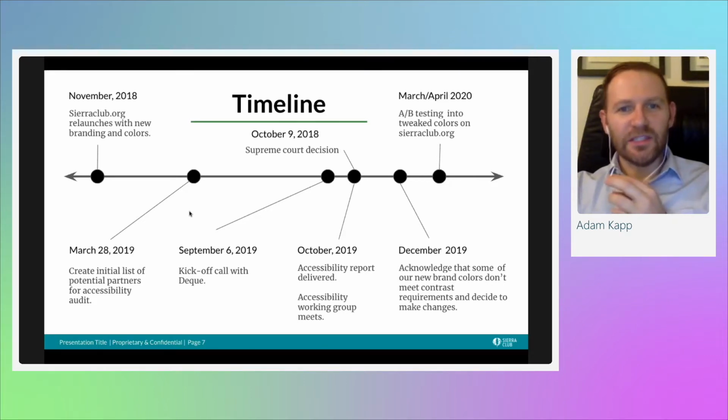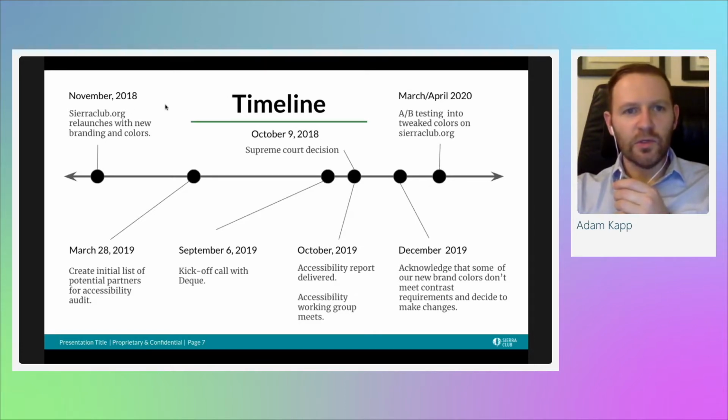That Supreme Court decision came right around the same time we were getting our accessibility report delivered. And at that point, we had also formed an internal accessibility working group, which started meeting. It was in December of that year that, as a result of that audit, we had internal conversations about the new brand colors not meeting contrast requirements and decided to make changes. And then in the first quarter into the second quarter of 2020, we were doing A/B testing on those new colors.